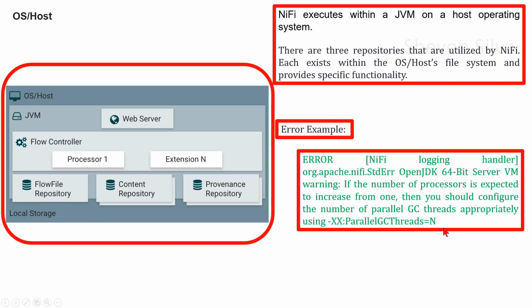As an error example, we can consider this one. Error NiFi logging handler org.apache.nifi.StdErr: OpenJDK 64-bit Server VM warning. If the number of processors is expected to increase from 1, then you should configure the number of parallel GC threads appropriately using -XX:ParallelGCThreads=n.